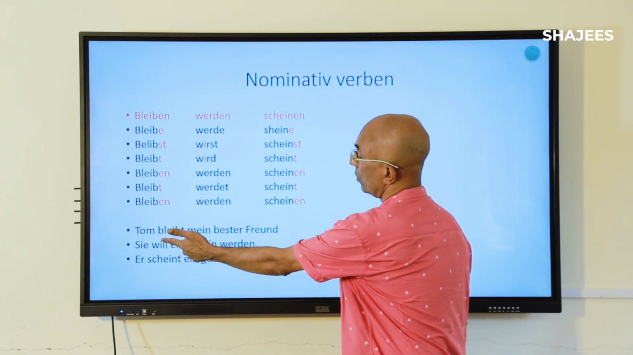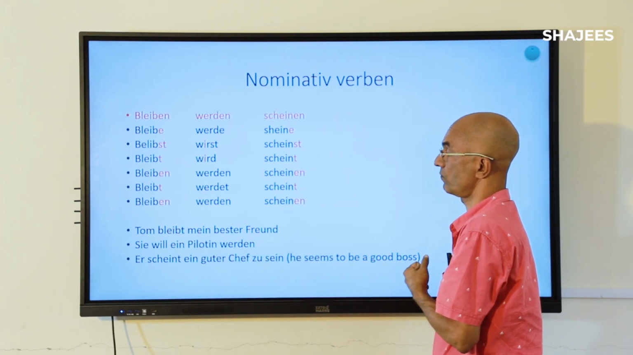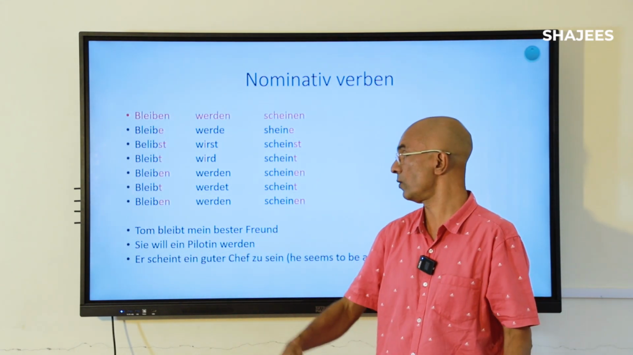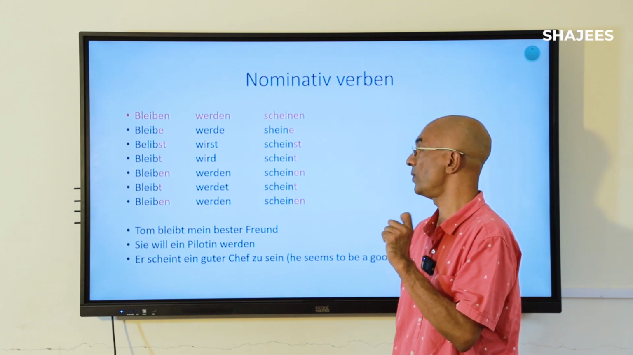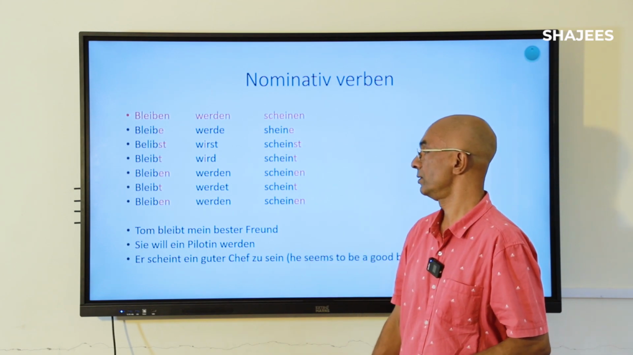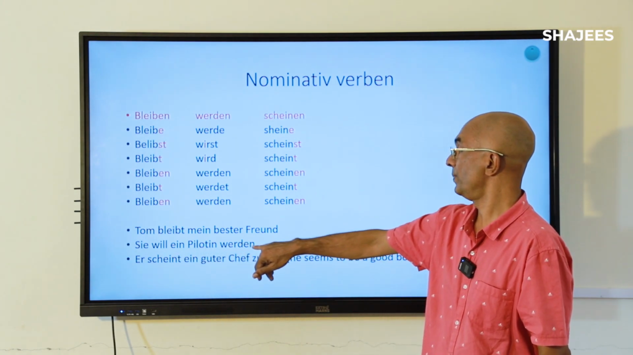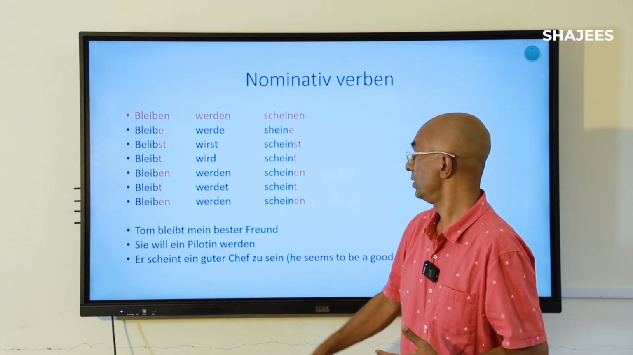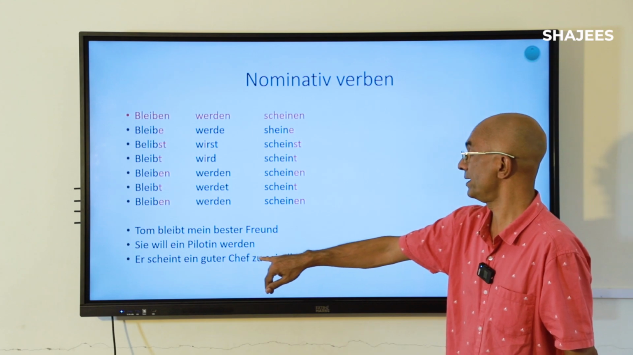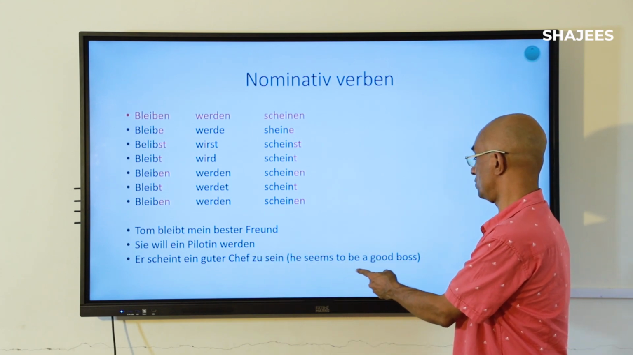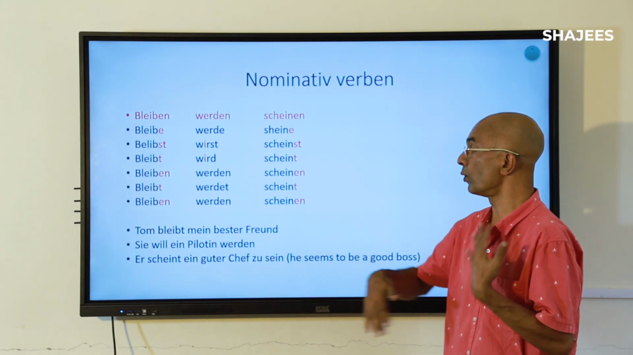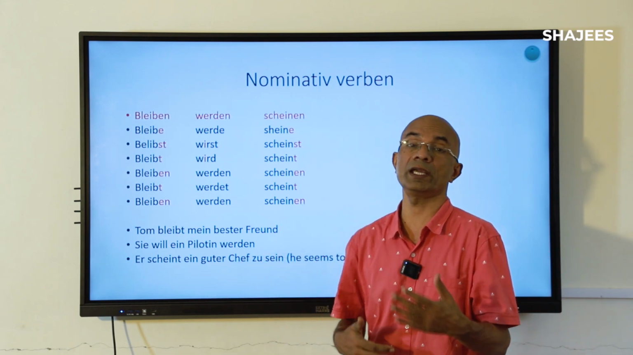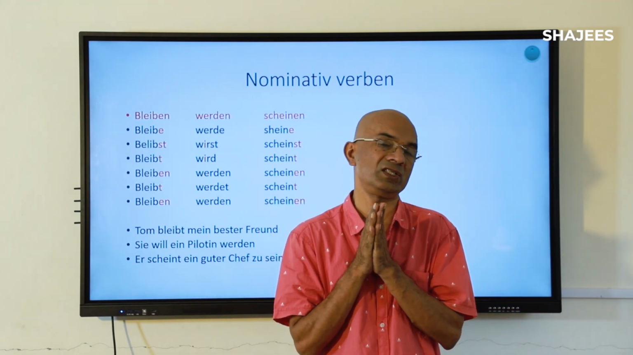Okay, here. So, Tom bleibt mein bester Freund. Okay, Tom remains my best friend. Tom bleibt mein bester Freund. Sie will eine Pilotin werden. She will become a pilot. Then, er scheint ein guter Chef zu sein. He seems to be a good boss. Chef means boss. Er scheint ein guter Chef zu sein. He seems to be a good boss. So these are the nominative verbs you will learn.